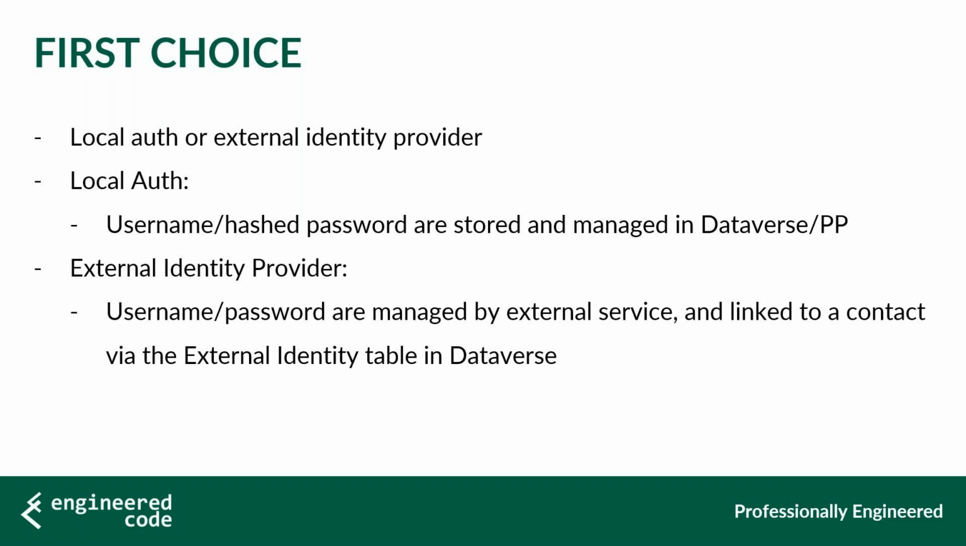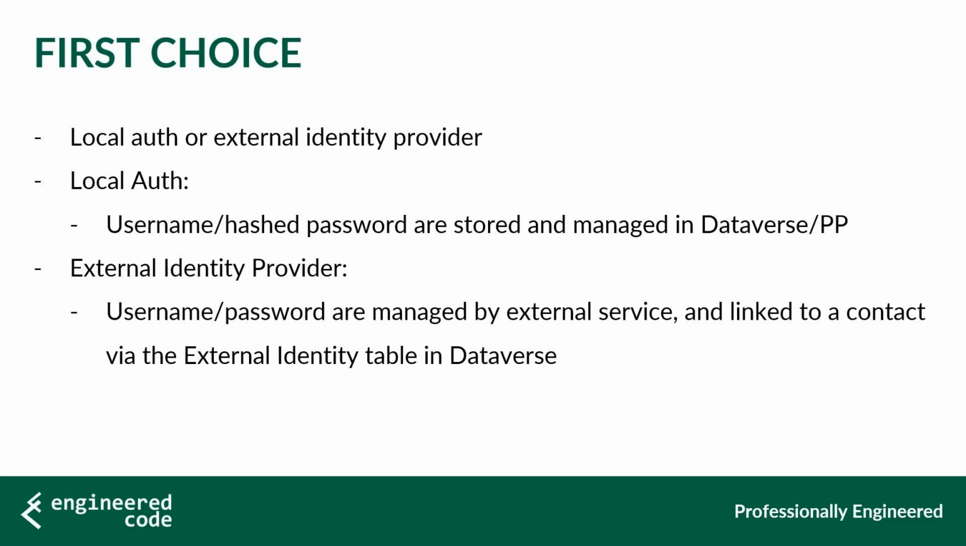Whereas the other alternative is using external identity providers. In this case, the usernames and passwords are managed by some external service. There are lots of options, as we'll see. And the way those are linked to our contact record, because when we're talking about logging in, it's associated to a contact record: instead of the username and password being stored on the contact record directly in Dataverse, there's this other table in Dataverse called external identity, and that external identity contains the information needed to link that username and password from some third-party service to the contact in Dataverse.